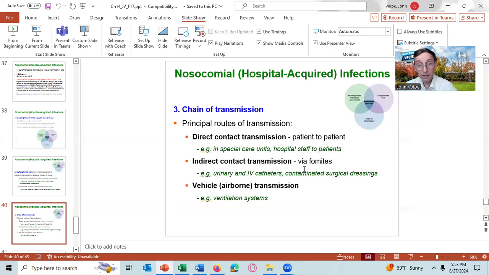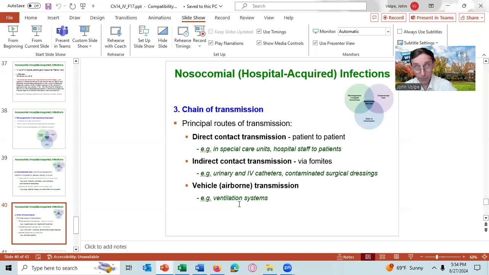Any question about any of that? All right. Obviously, direct contact transmission could happen from somebody who's visiting. They don't sterilize their hand and then they shake hands with the hospital patient. All right, then there can be vehicle transmission, such as airborne transmission, like in the ventilation system, spreading disease. This can actually happen with colds and flus in hospitals.